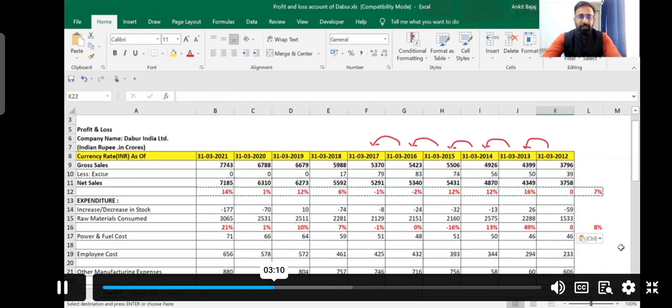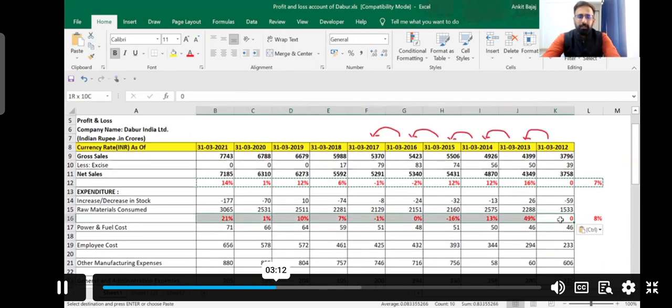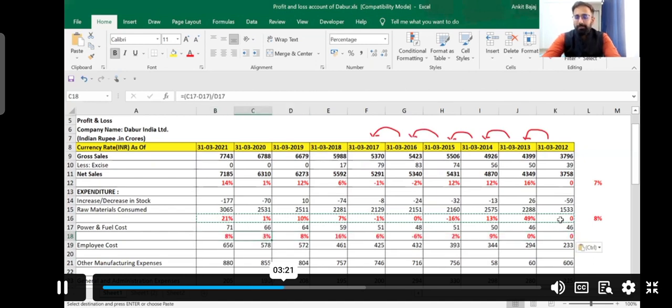Right. Similarly, if I talk about power and fuel, definitely when your sales increase, you require more energy to manufacture, right? So obviously there will also be an increase in power and fuel cost here. You can see there is an increase of 5% on an average in power and fuel cost, right?